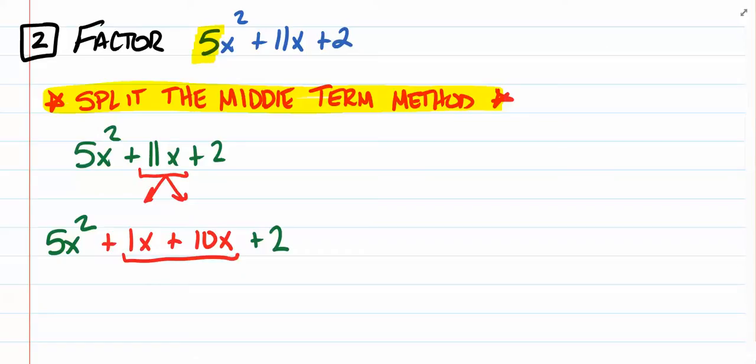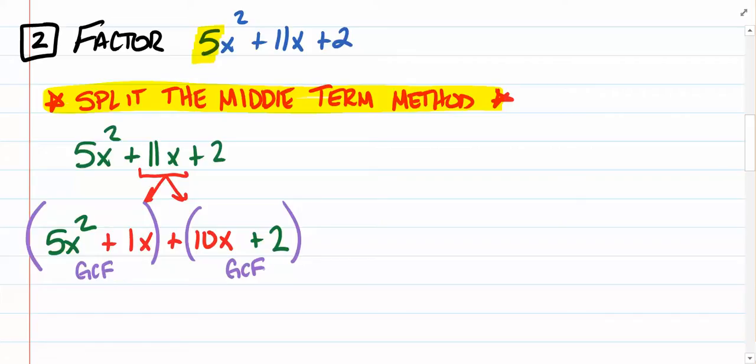But I want to give you the benefit of what this does for you, okay? Now that you have four terms here, you have 5x squared, 1x, 10x, and 2, what you can do is group them together, the first two and the second two, and factor out the GCF of each one. So I'm going to factor out the GCF of this term, and I'm going to factor out the GCF of that term. The GCF of the first term is just the variable x, so I'm going to pull that out. And that leaves me with 5x plus 1. Hopefully you see that. The GCF of this second term, 10x and the number 2, is a positive 2, so I'll pull out the number 2.